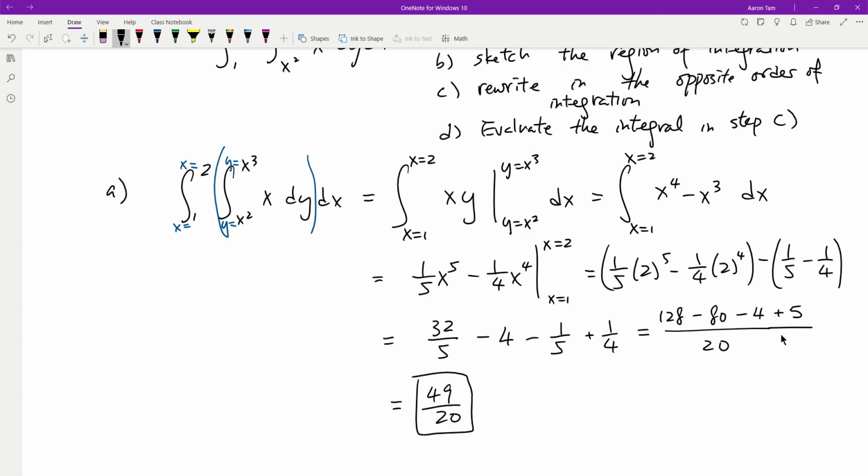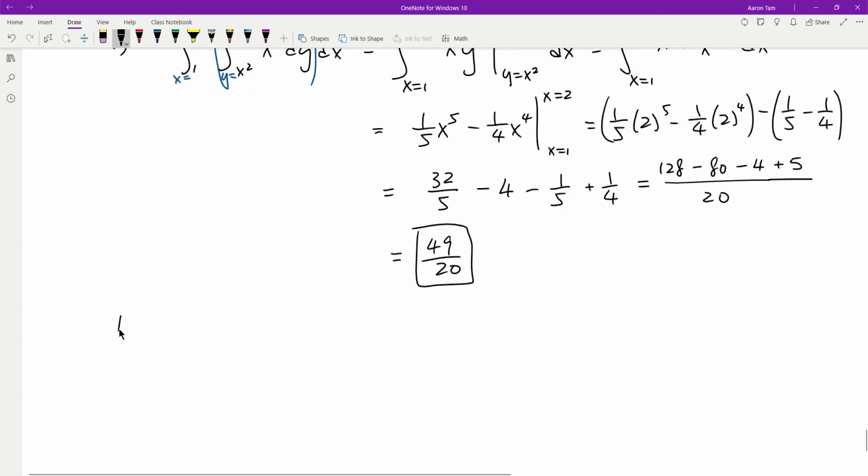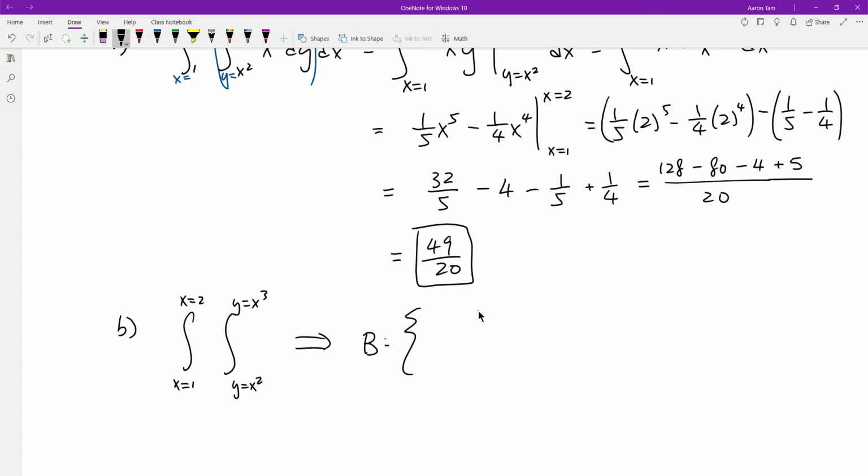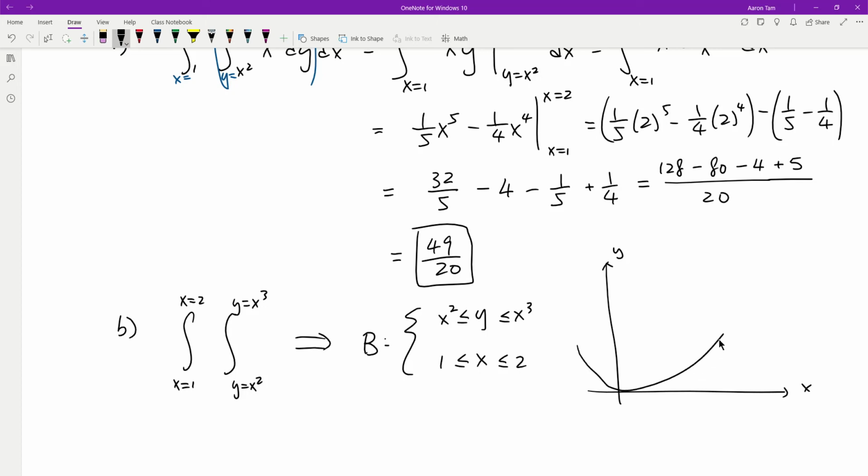Now we can definitely sketch the region of integration. That's actually not too bad to do either. Based on the way the limit is set up, which is this, that tells me that the region of integration has y between x squared and x to the third, and then x between 1 and 2. So therefore, we'll probably look something like this. So x squared will probably be something like this.